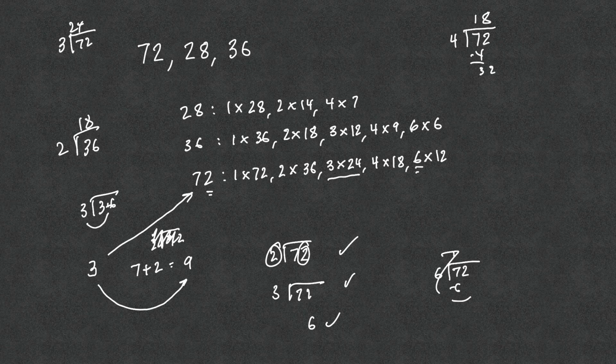We're up to 6. Does 7 go into 72? Well, of course not. 7 times 10 is 70. 7 times 11 is 77. What about 8? Oh, math fact. Ding, ding, ding. 8 times 9, 72. Okay, what about 9? Oh, we already did 9, so we're done.